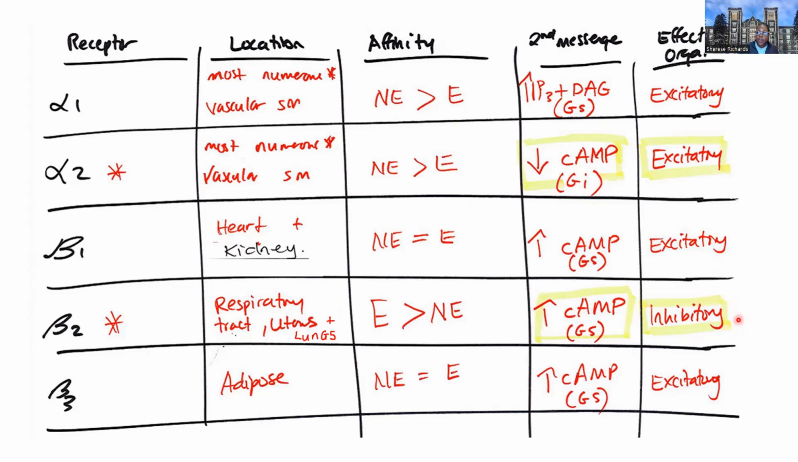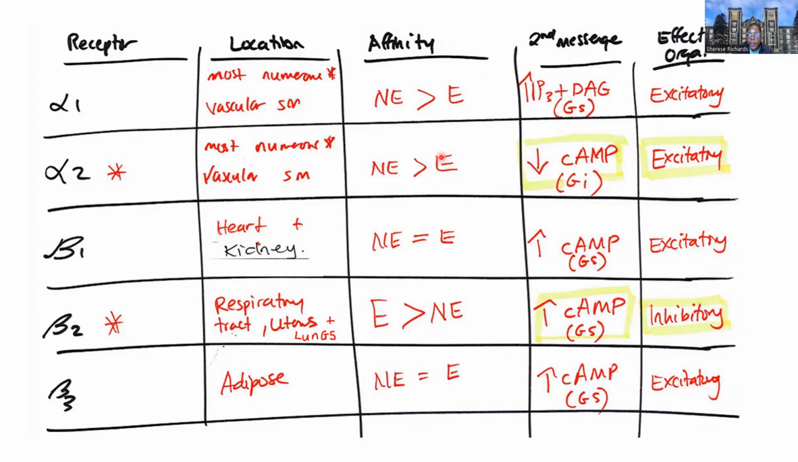Both things, however, are desired responses when the sympathetic system is engaged. Faster heart rate, but more oxygen flowing to the lungs, hence the inhibition of the smooth muscle of the respiratory tract. Lastly, beta-3 is also excitatory, and that will be to adipose tissue.